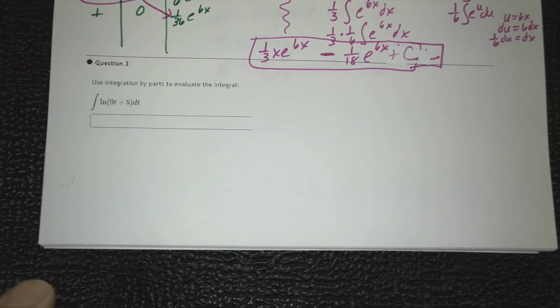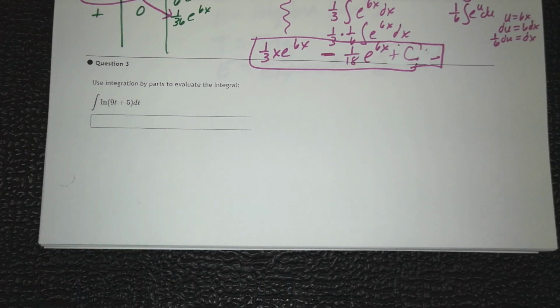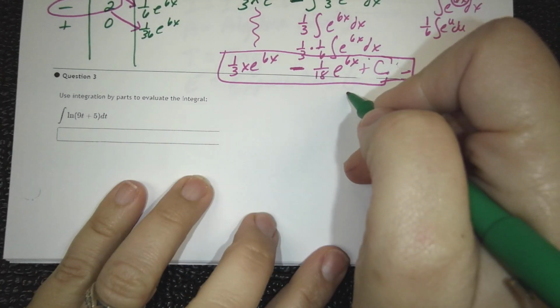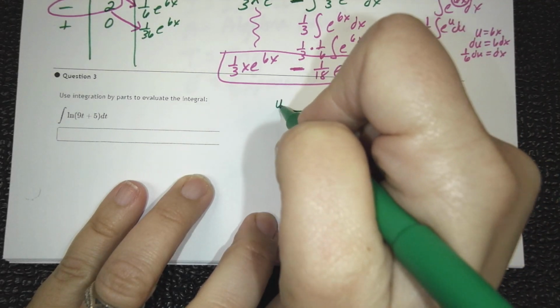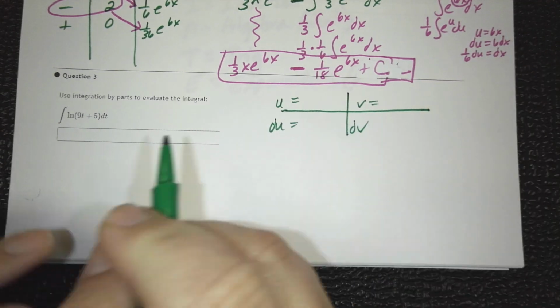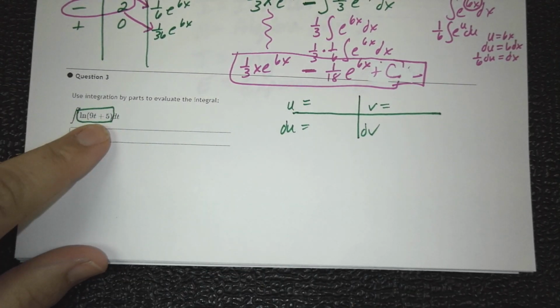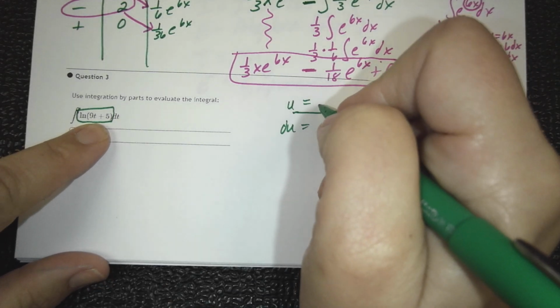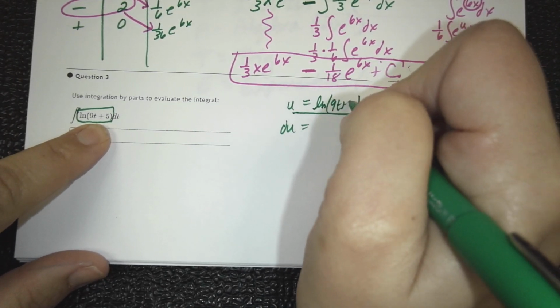You cannot do this as, unfortunately, a tabular method, because there is no way to integrate ln, and there's no way to make this nice. So we're going to have to do it the old way. Your u is going to be the ln of 9t plus 5. It's the entire thing. Because remember, LIATE says pick log first. So ln of 9t plus 5.